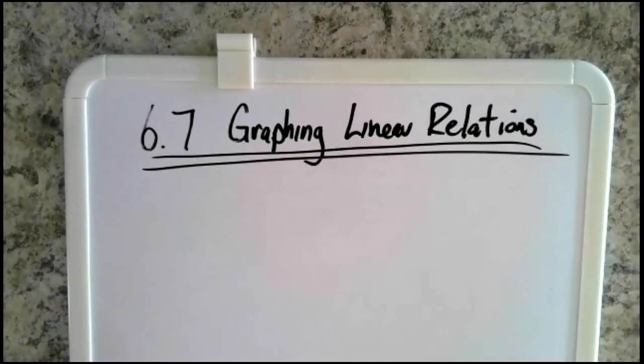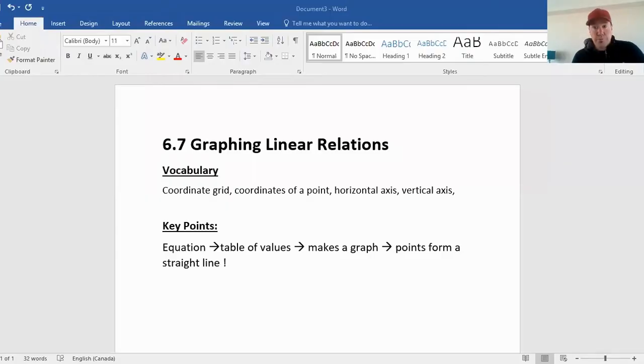Now let's take a look over here. We're going to talk about some of the key points I want you to learn today. So I'm going to pull that up here on a Word document. After today's lesson, some of the vocabulary we're going to learn about is something called a coordinate grid. These might be things you've heard of in grade 7. We're going to learn about the coordinates of a specific point, and which is the horizontal axis and which is the vertical axis.